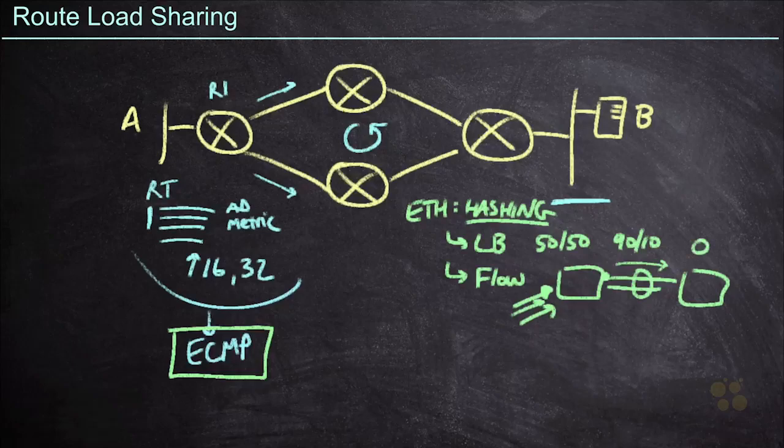The reason for this is to prevent out-of-order arrival of the packets on the other side. We want to make sure that we're not introducing jitter into the mix. We want to make sure that our packets are not arriving out of order.